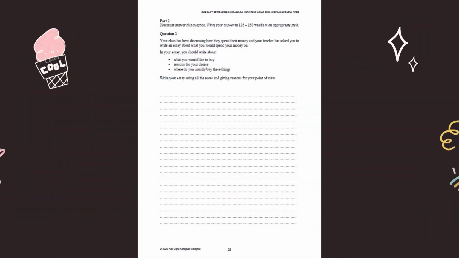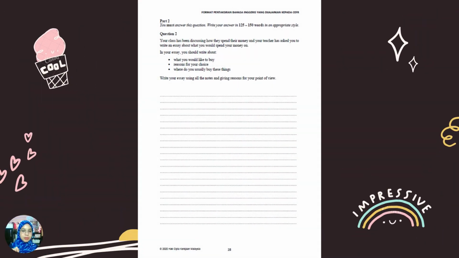Next you would have part 2. The difference between part 1 and part 2 is the length. Part 1 had 80 words, while part 2 is longer, 120 to 150 words. The type of item is open-ended. Like here, we have the question on how you would spend the money. So it's a free essay for you to write, but with certain guidelines.